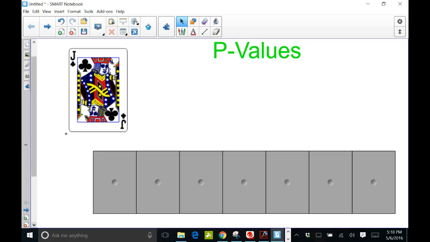The goal of this video is to start talking about inference. Inference is the procedure where we take a sample and we try to infer something about the population. Now, the key to inference is understanding what a p-value is. So basically, the focus of this video will be on p-values.